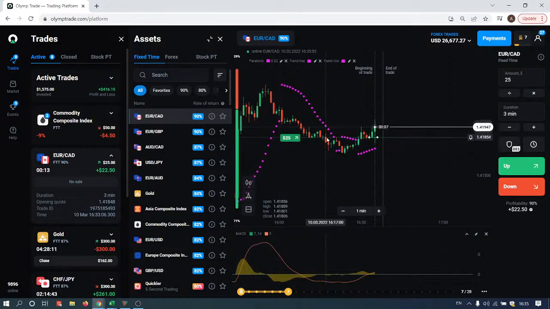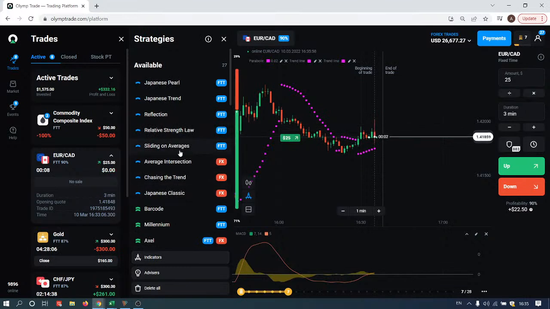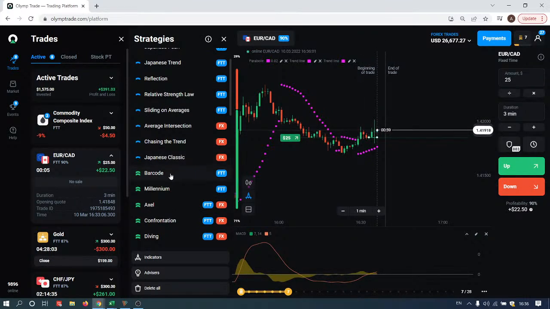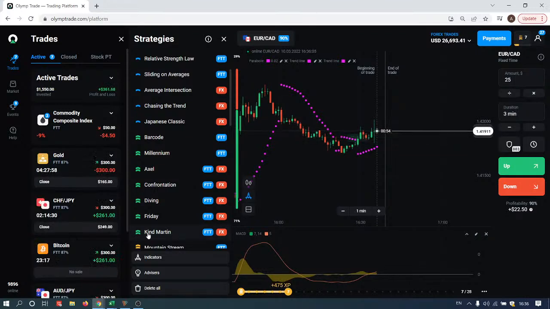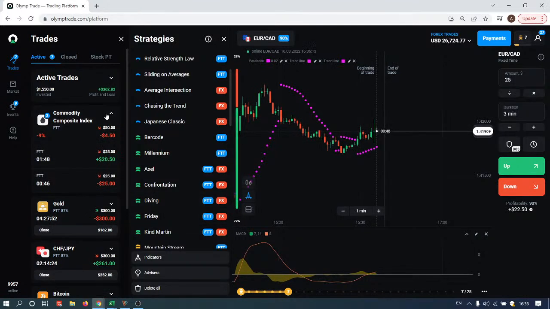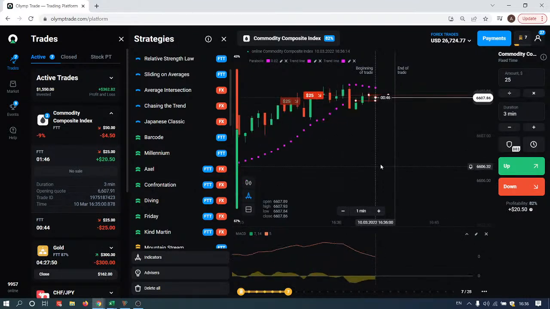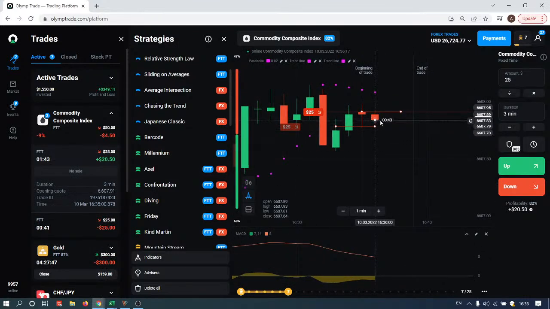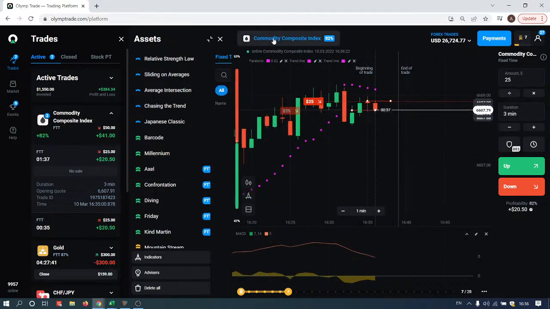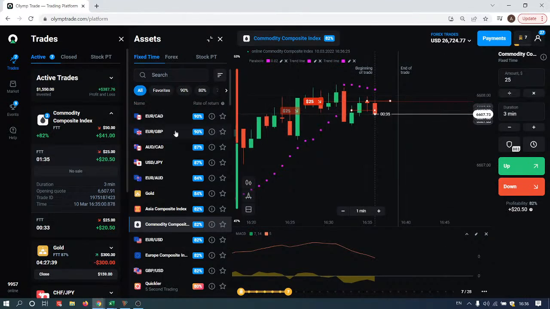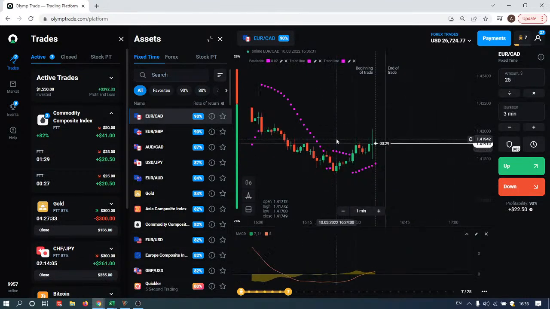So this strategy is called Kind-Martin strategy, and you can find it in our trading strategies tab in this list of trading strategies. It's right here next to the green chevron, and it is an advanced traders strategy. All right, so 40 seconds to go on this one. I have 2 active trades on commodity composite index, so we can wait until these close.